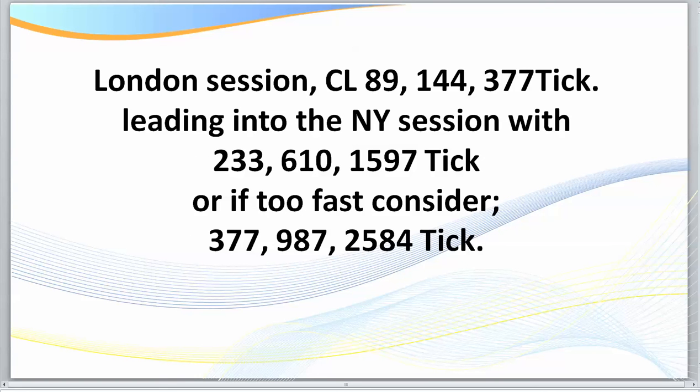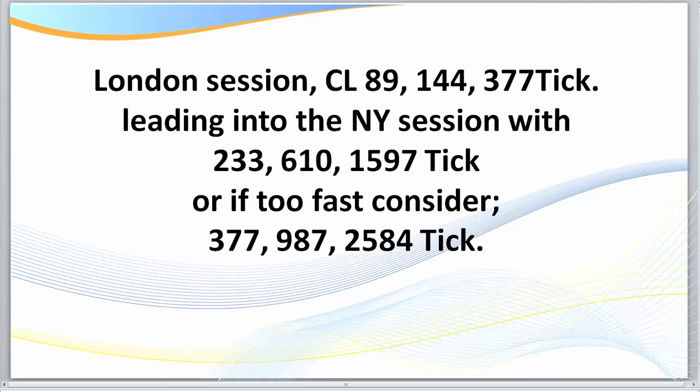So what time frames during the London session? Well, let's start with the Asian session leading into London. The 89 tick works really well up to a 144, so if you're going to have 3 time frames on your chart: 89 tick, 144 and 377. Leading into the New York session, with the 233 as your entry, your anchor chart 610, and your 1597 as your 3rd time frame. Now if that's too fast, consider a 377 tick, 987.